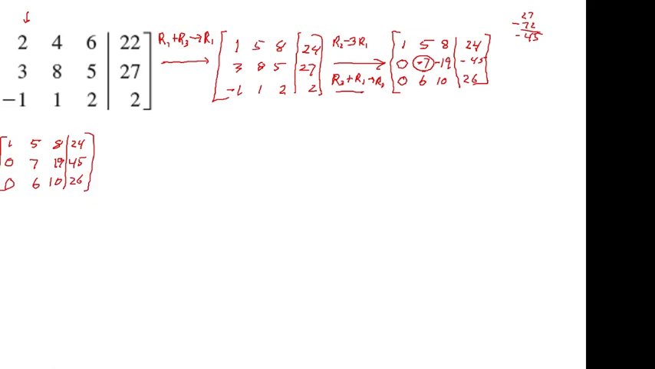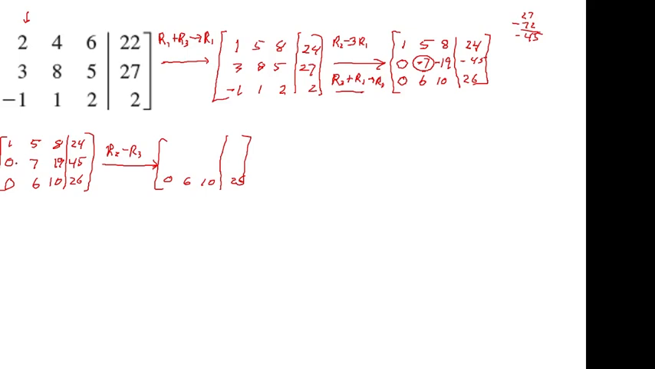Well, it's because now I have a +7 and a +6, and if I subtract them, I get a 1, and that's what I want: a 1 right here. So I'm just going to take row 2 minus row 3 and replace row 2. So row 3 doesn't change: 0, 6, 10, 26. But row 2 gets replaced by row 2 minus row 3.